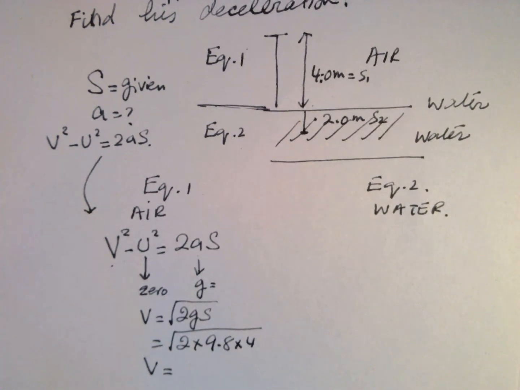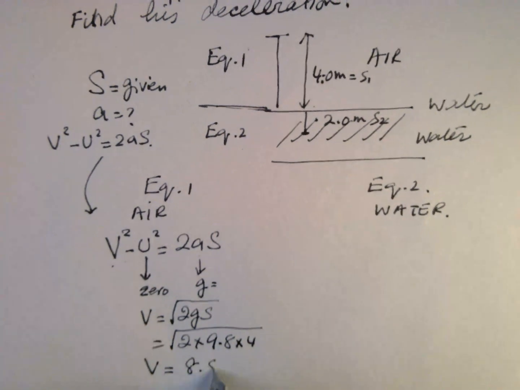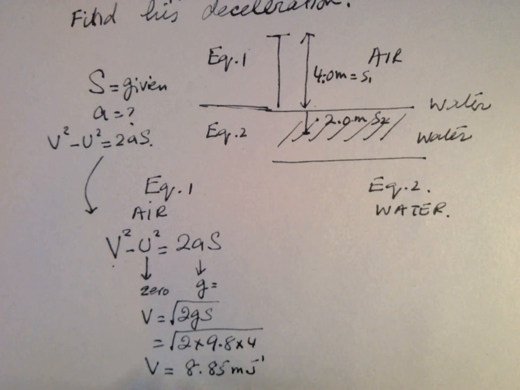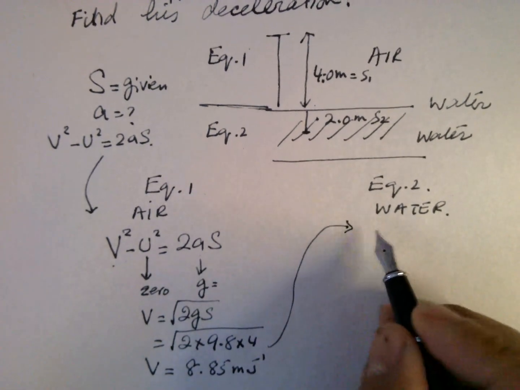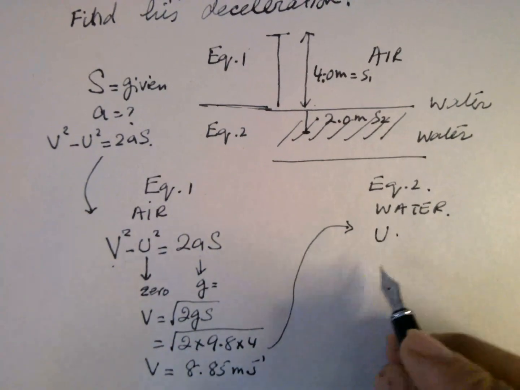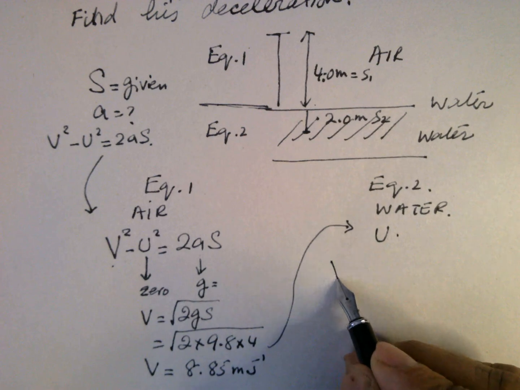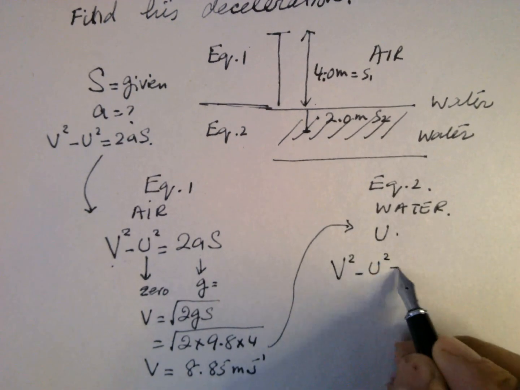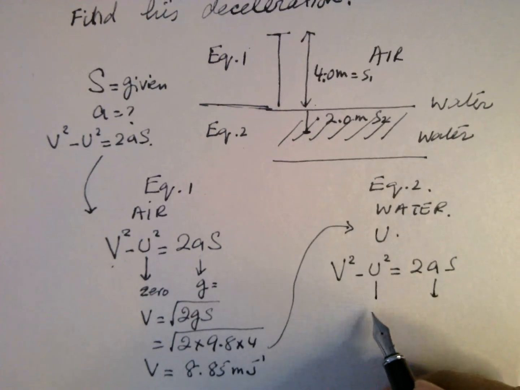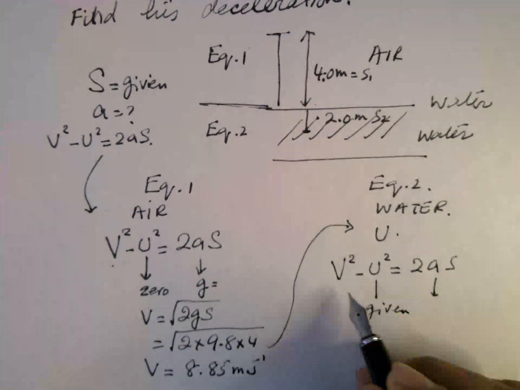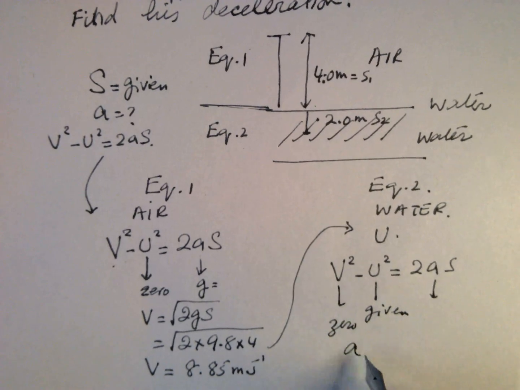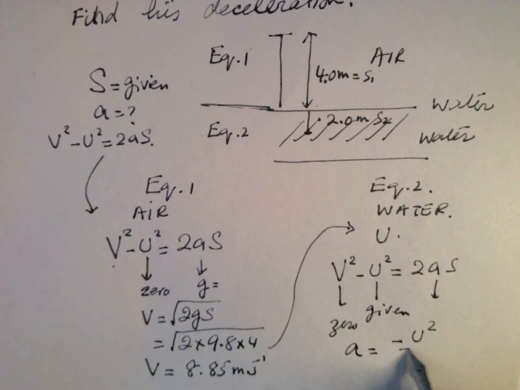So this will be the velocity, 8.85 meter per second. This is the final velocity in this region, and this final velocity will become u in this region. So we will use v square minus u square is equal to 2as. A is unknown. S is given, and the final velocity is 0 because it's stopped.